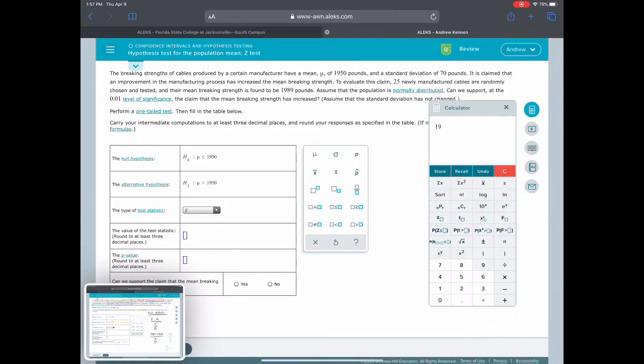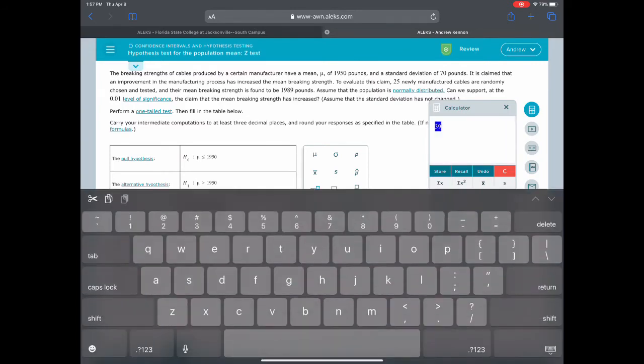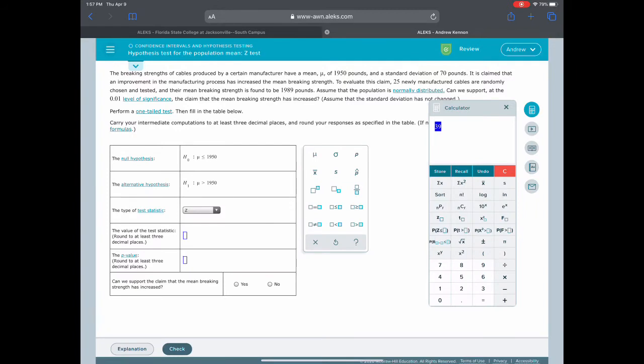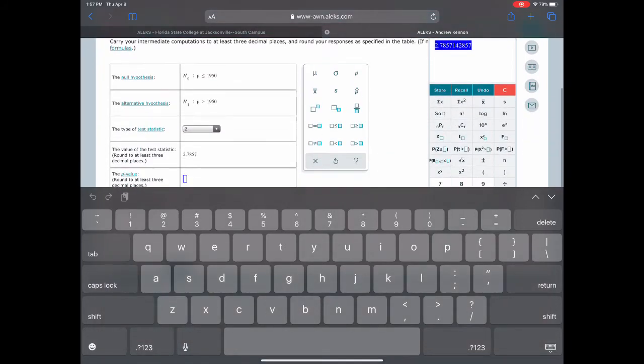1989 minus 1950 equals 39, divided by 70 divided by the square root of 25. That is our test statistic, 2.7857. It says to round to at least 3 decimal places, so we can make that 2.786.